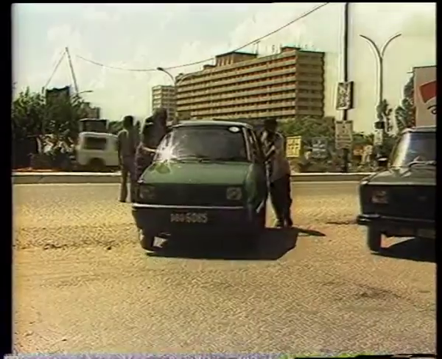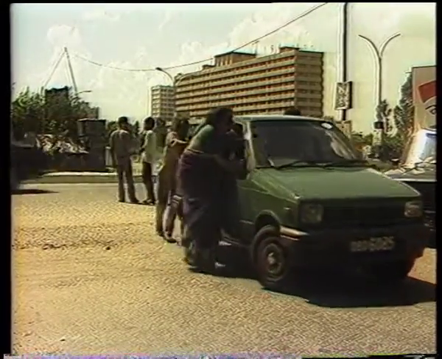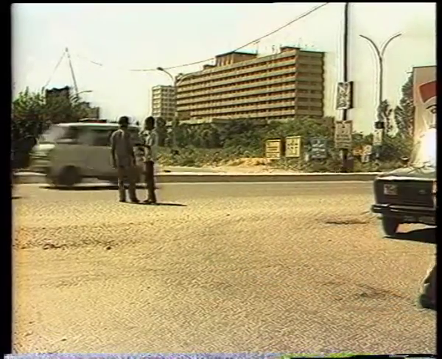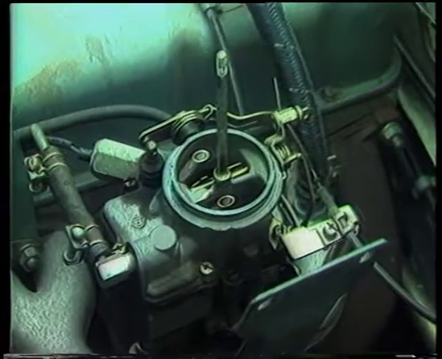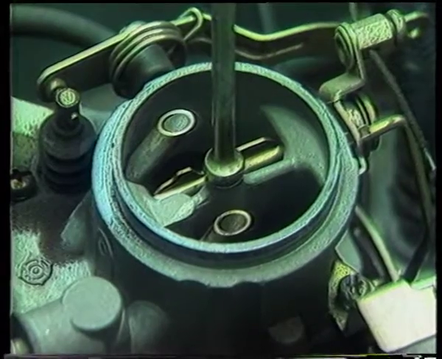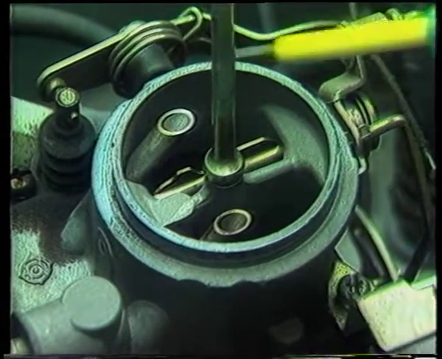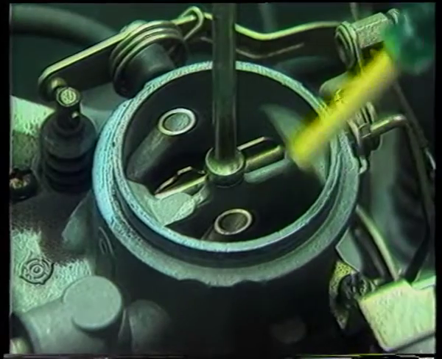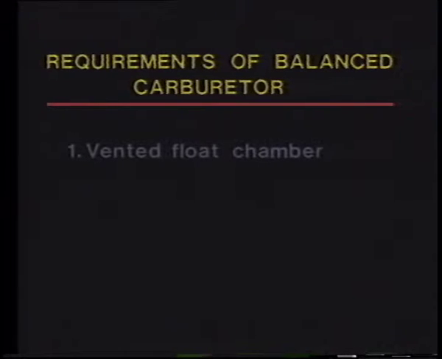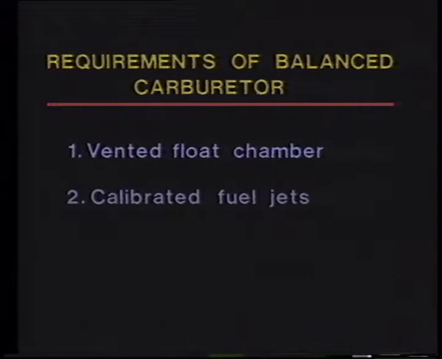If the vehicle is used in this condition, it can result in hesitation or total stoppage of engine in extreme cases. Hence, many carburetors have vents opening internally into the carburetor air horn. This creates a balance of air pressure between the float bowl and the air horn. Such carburetors are thus called balanced carburetors. Apart from having a vented float chamber, a balanced carburetor has calibrated fuel jets to maintain the optimum mixture strength in relation to speed and load.